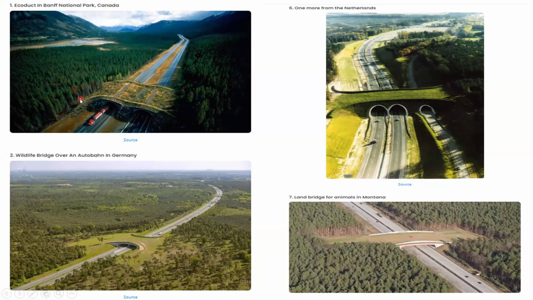Yeah, so these are typical cattle overbridge images that I put. This is in Canada, how they are provided. This is in the Netherlands. You can see how it has been provided. So the animals can walk from this area to this area. This is in Germany, what they have provided, a wildlife bridge. Then this is a land bridge for animals in Montana.